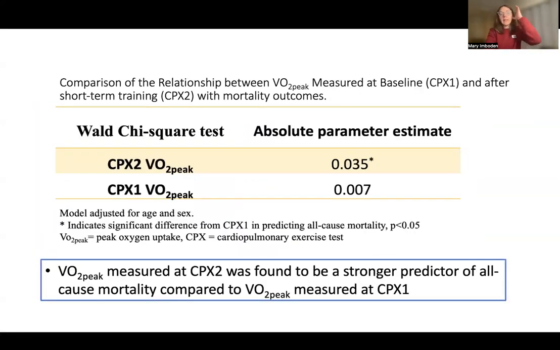I also really like this. This analysis is a Wald chi-square test of association. And what it was showing was looking at, okay, which one's more impactful when we think about risk? Is it that first baseline test or is it the second test? And it showed that VO2 peak measured at that second test was found to be a stronger predictor of all-cause mortality compared to VO2 peak measured at the first test.